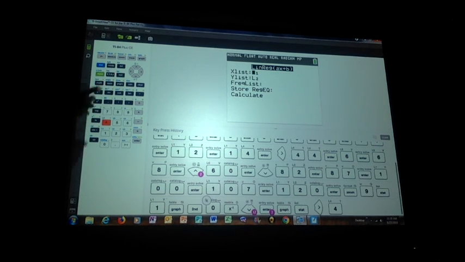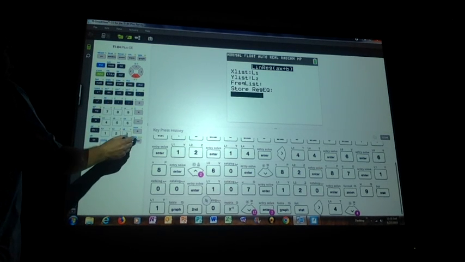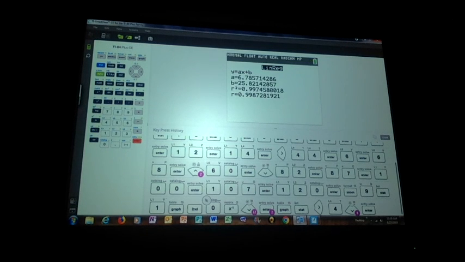Remember we use list 1, list 2? Does that agree with list 1, list 2? Yes. Okay. Frequency list, I don't care. Store regression equation, I'm not worried about that. But I can go now to calculate, hit enter, and it tells me this.